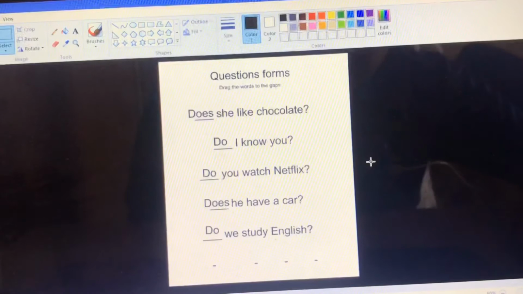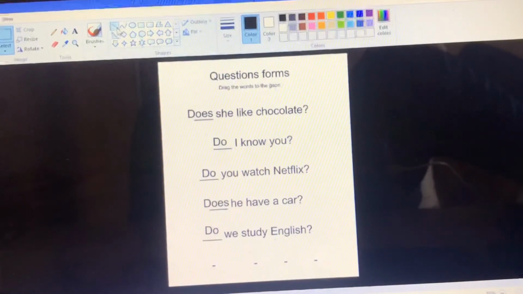Perfect. Okay, guys. And finally, let's mark the pronouns, which are the ones that tell us what the answer is going to be. So the important ones here are he and she, because with he, she, and it, since they are singular, we will use does. Very good job, everyone. Now we will move along.